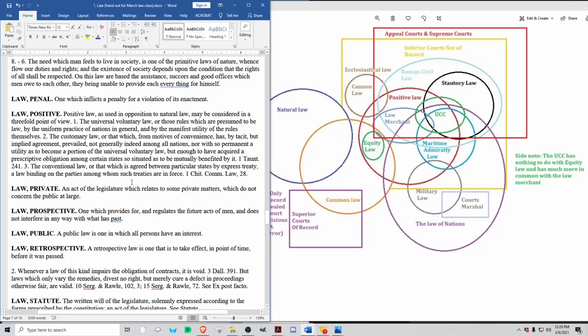Okay. So 2, the customary law, or that which from motives of convenience has, by tacit but implied agreement, prevailed, not generally indeed among all nations, nor with so permanent a utility as to become a portion of the universal voluntary law, but enough to have acquired a prescriptive obligation among certain states so situated as to be mutually benefited from it.